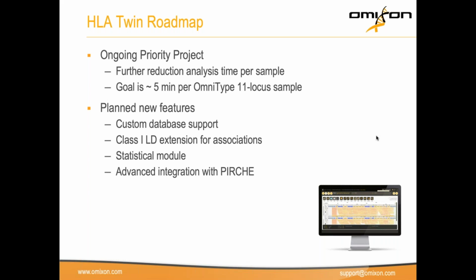So this is going to be particularly important for those populations like in Asia, the Middle East, in certain African countries, and so on. We will also be introducing an extension for Class 1 LD for the relevant associations. We currently use that for DQB and DRB associations, but we will be extending that for Class 1 as well.